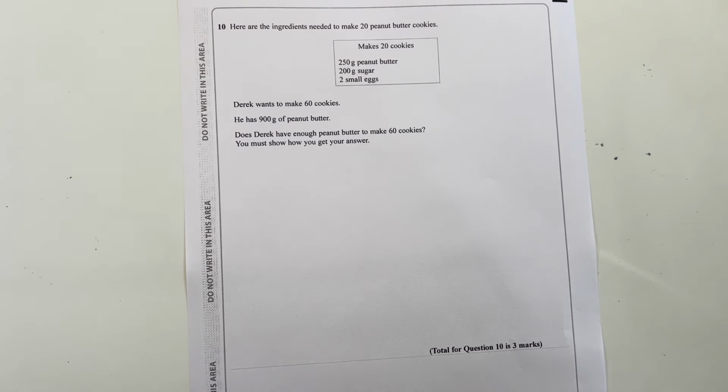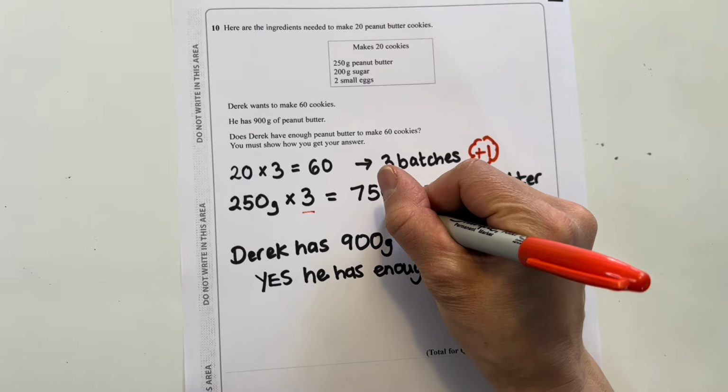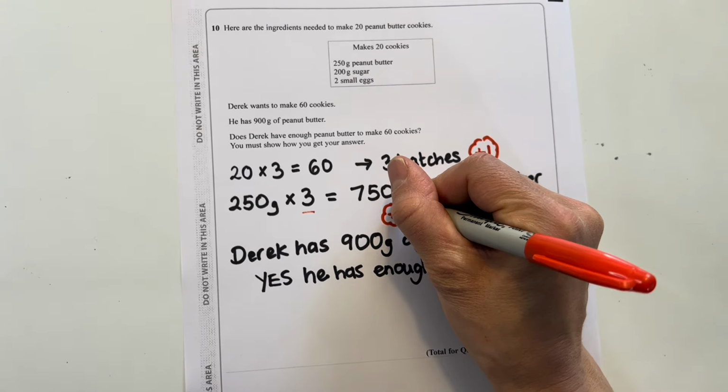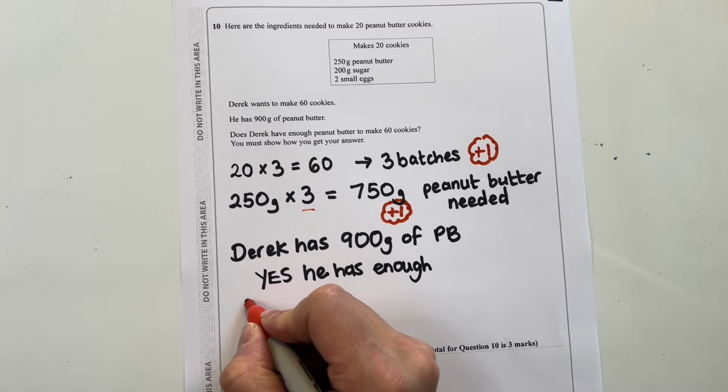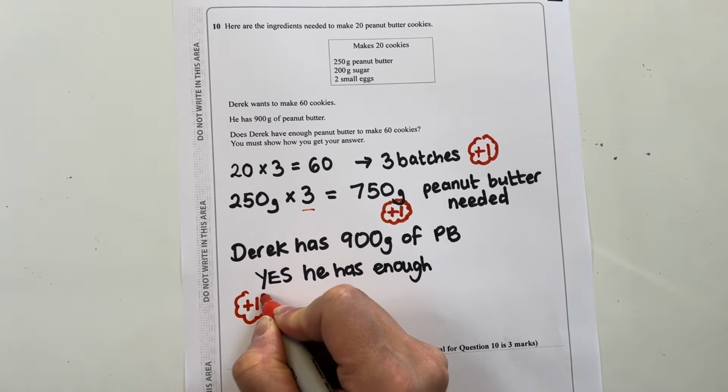This is a 3-mark question, and it requires you to show how you get your answer. There is a mark available for the calculation showing that you need 3 batches. This may be implied by you showing that you need to do times 3. There is another mark available for working out how much peanut butter you need in 3 batches. And the third mark is for concluding, yes, he does have enough.